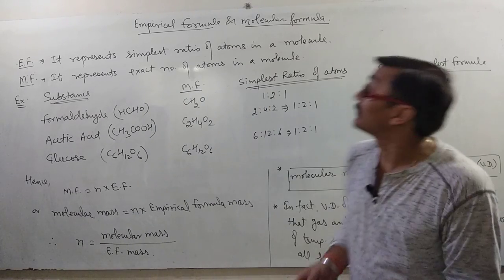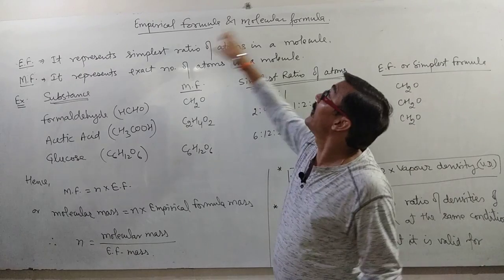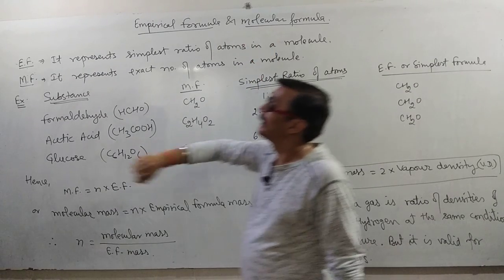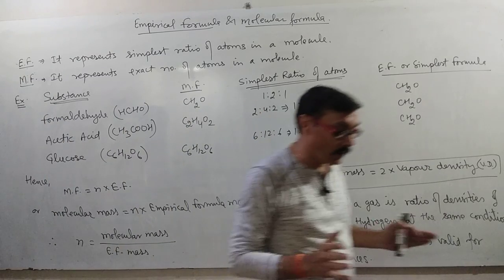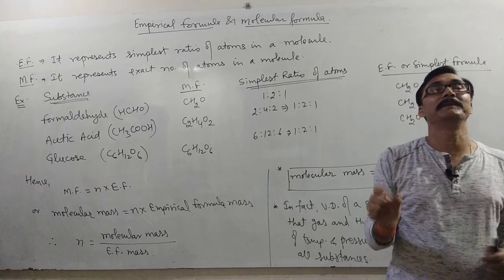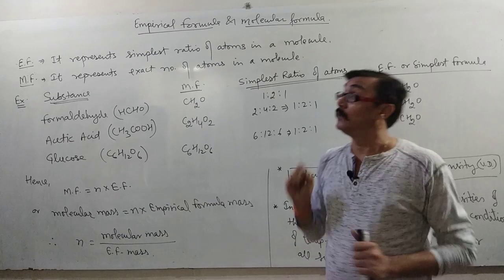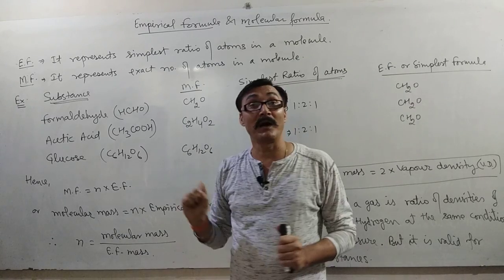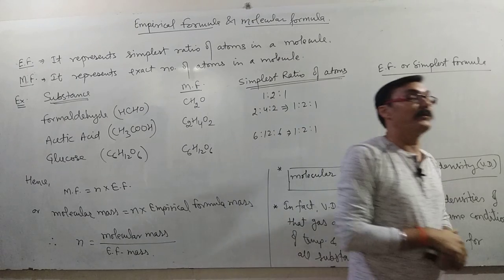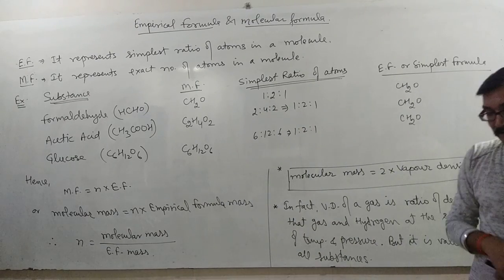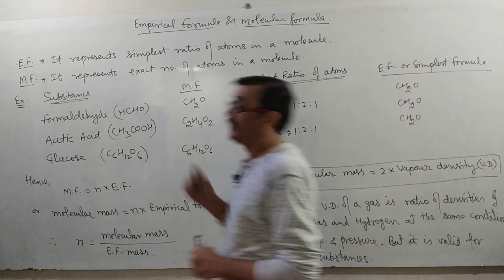Now, there is empirical formula and molecular formula. Empirical formula represents the ratio of atoms of the elements in a molecule, while the molecular formula represents the exact number of atoms of all the elements present in the molecule.